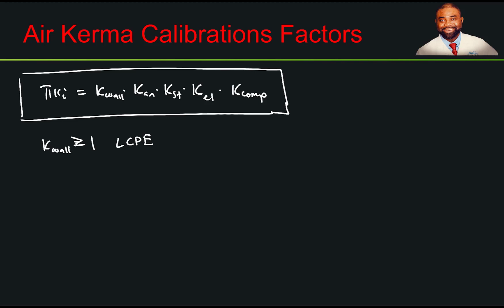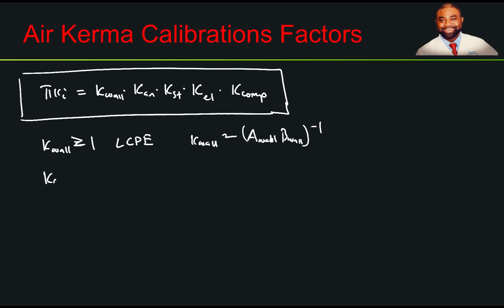This factor, K-wall, is also often written as A-wall, beta wall minus 1 in other AAPM protocols. You should keep that in mind.